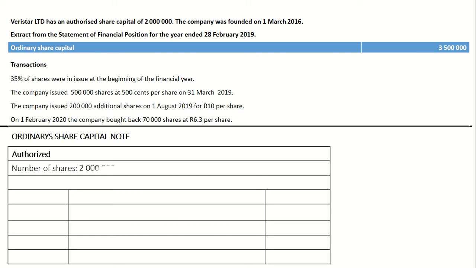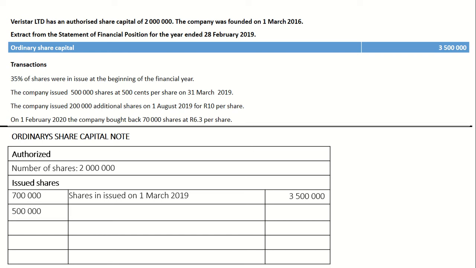Under authorized, we're going to have 2 million. Under issued, the first thing we're going to do is to take that 2 million and multiply it by 35%. It'll give us 700,000. Those are the shares that were issued at the beginning of the financial year. Hence, we are going to say shares in issue on the 1st of March 2019. It'll be 3,500,000 rand. That will be our share capital.